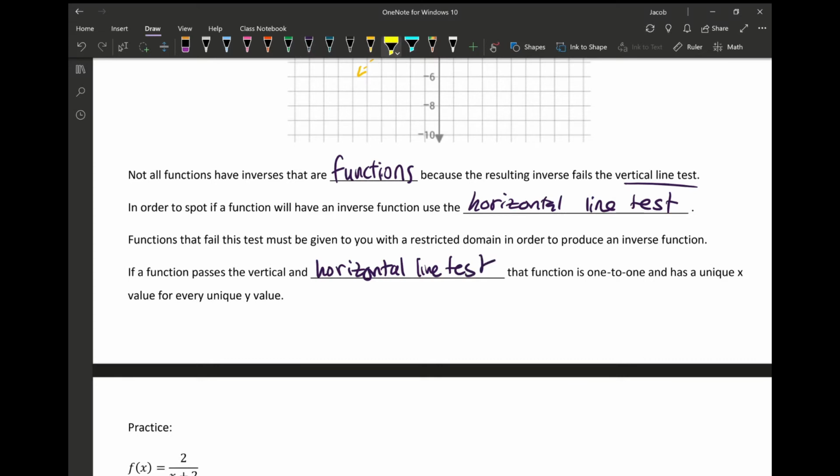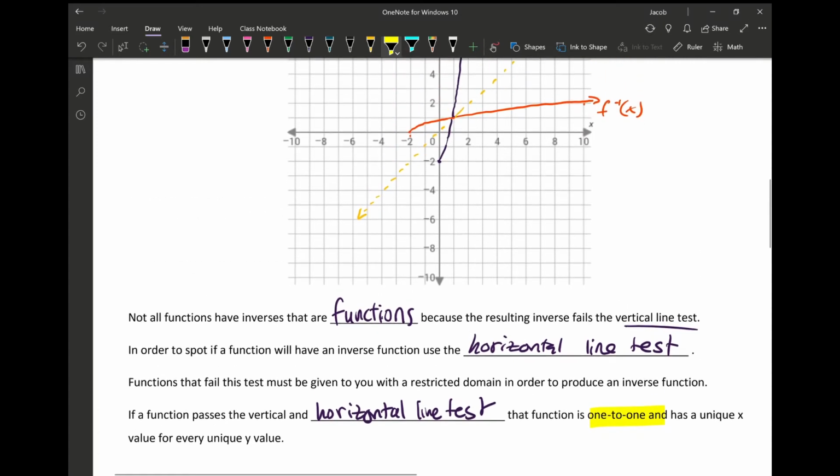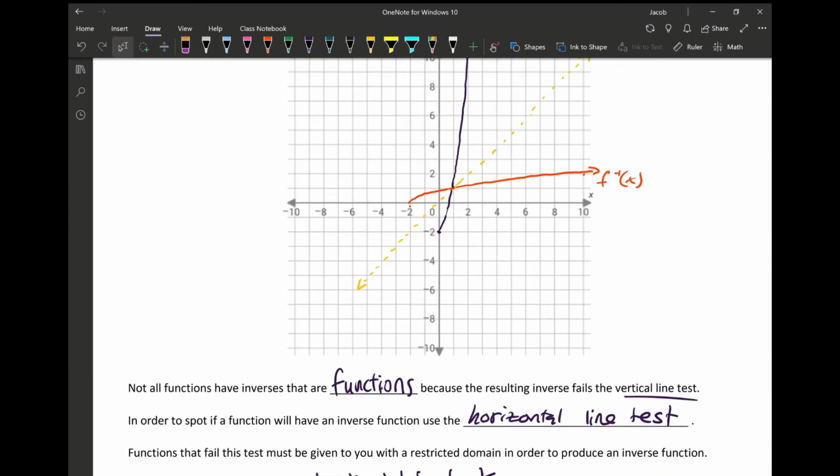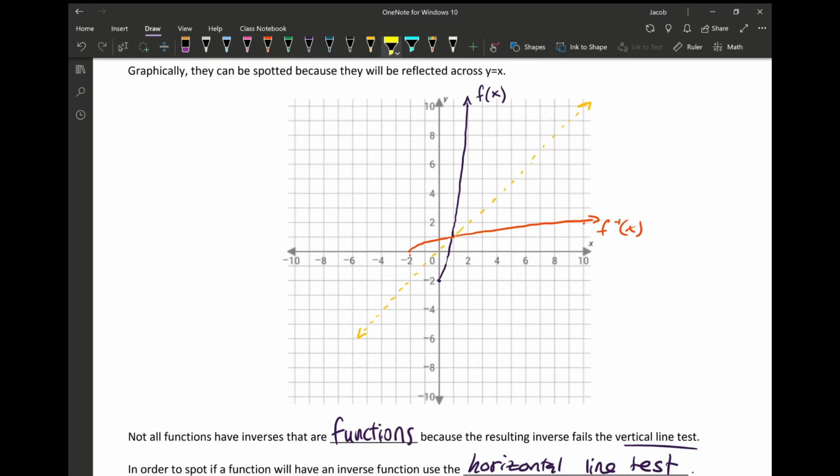And being 1-to-1 means there's a unique x for every unique y. So this orange radical function is 1-to-1. That half of an x squared function is 1-to-1.